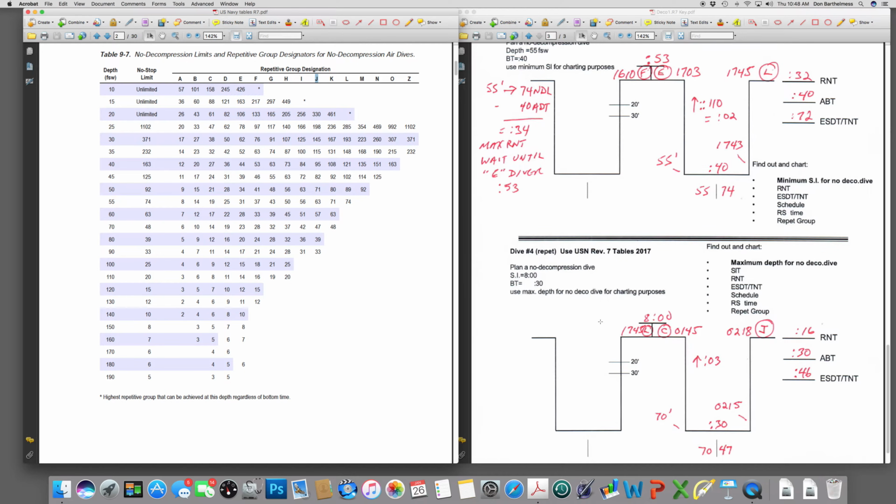And now we'll move on, and we'll work on our subsequent dives, which are basically just going to be the same type of questions, but different depths and different times.